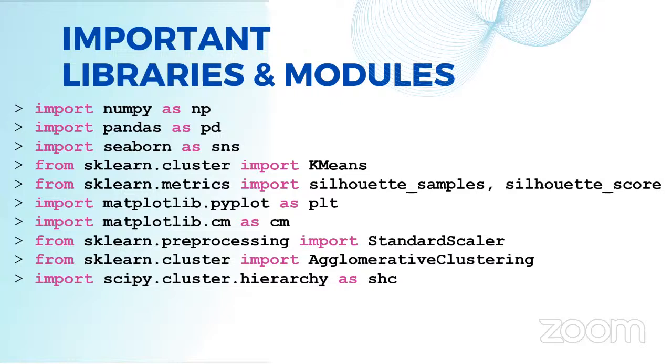For pre-processing the data, it imports a StandardScaler class from scikit-learn, which helps us to standardize the features by removing the mean and scaling to unit variance. This can be crucial for clustering algorithms that are sensitive to the feature scale.